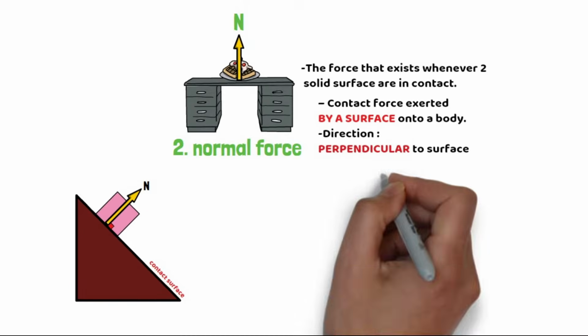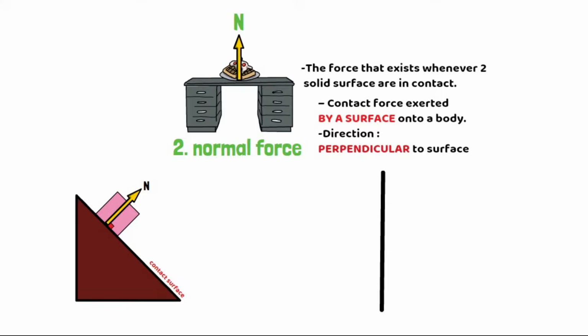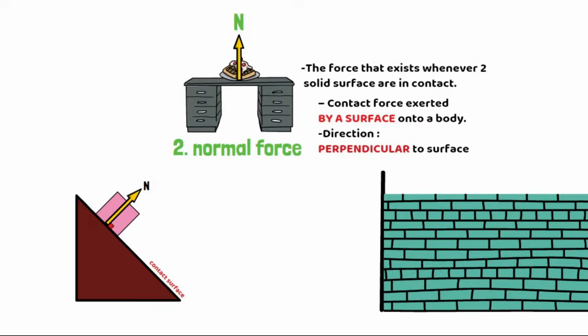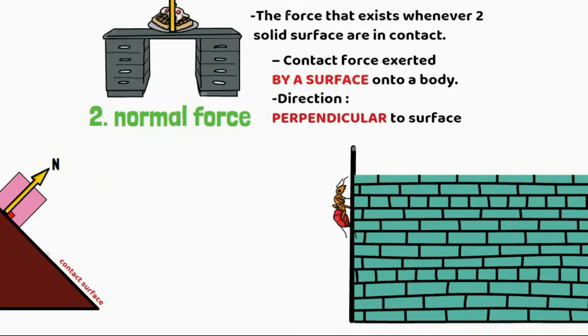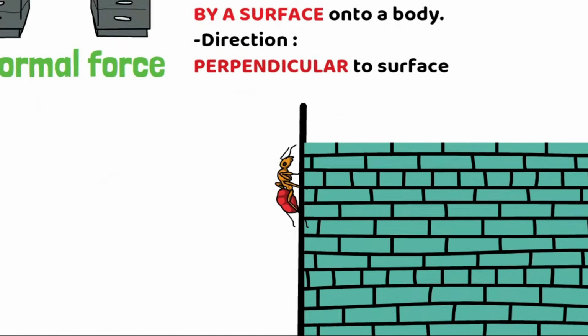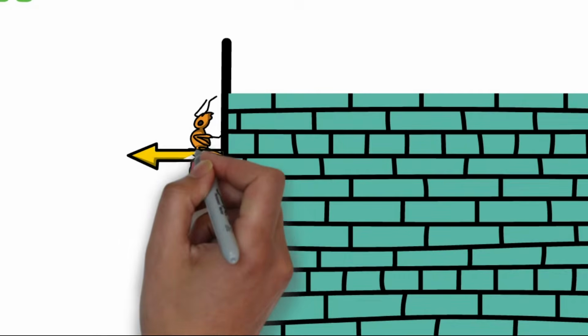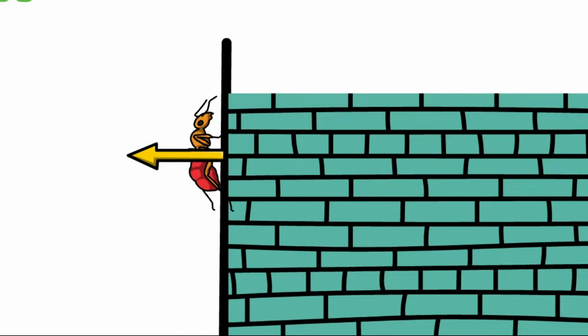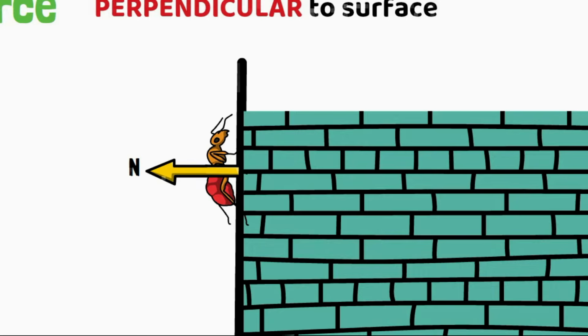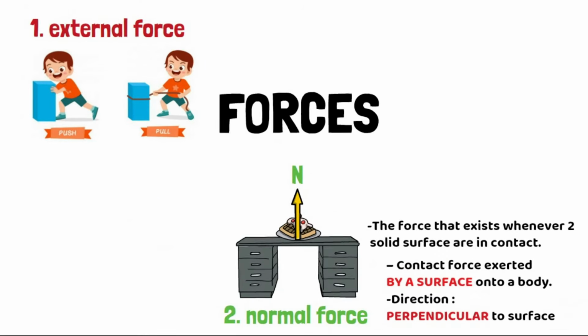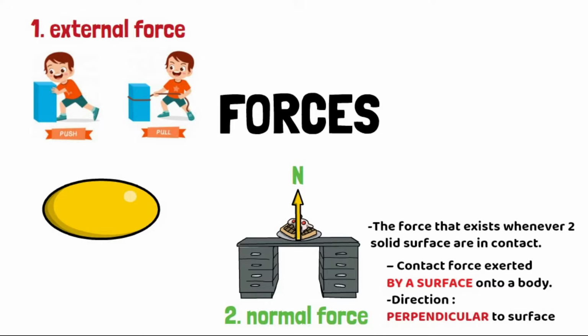And how about this one? Let's say we have a wall dan kita ada semut dekat sini. So we can see here that the object which is semut tadi ada contact dengan wall tersebut. So the direction of the normal force from the wall onto the object should be to the left. Boleh? Senang kan? Dan force yang seterusnya adalah yang ketiga iaitu weight.